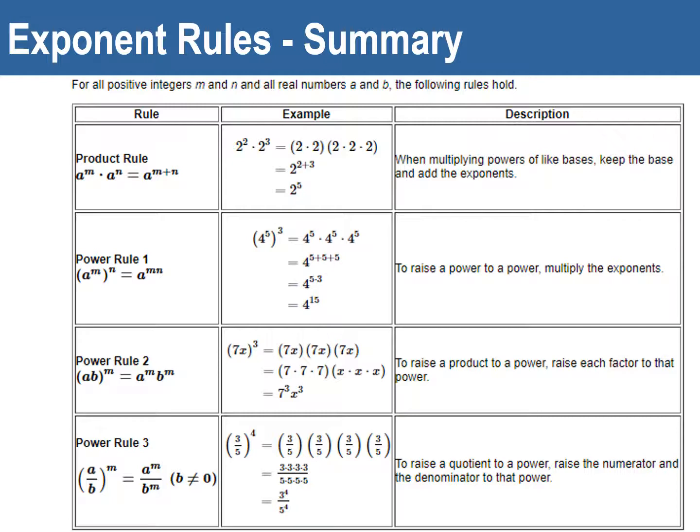The first one is when you raise a power to a power, you multiply the exponents. When you raise a product to a power, then you raise each factor to that power. And the last power rule says when you raise a quotient to a power, then you raise both the numerator to that power and the denominator to that power.